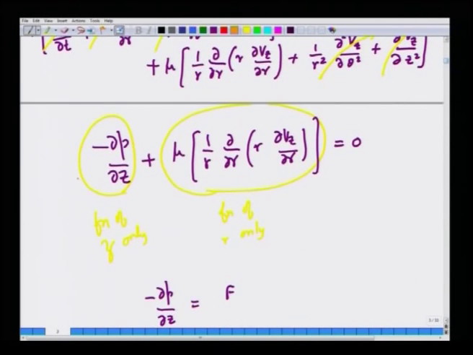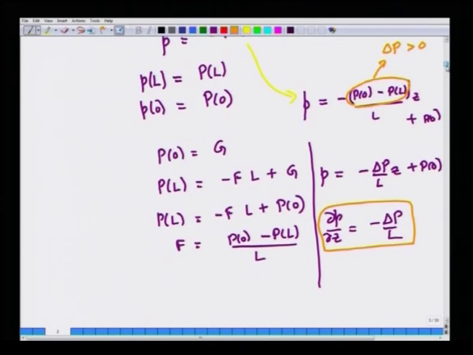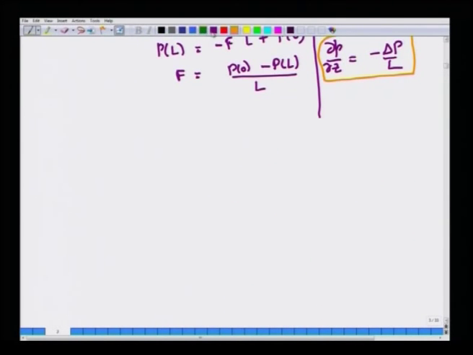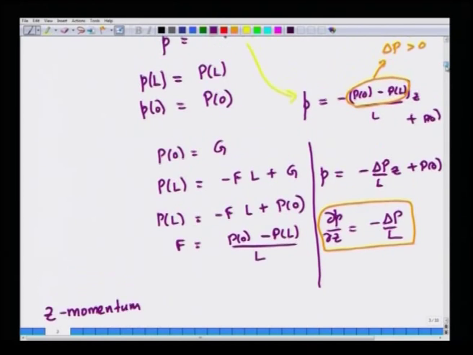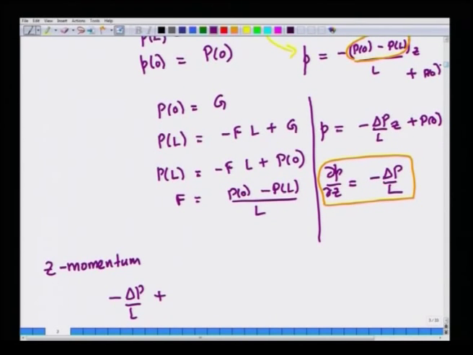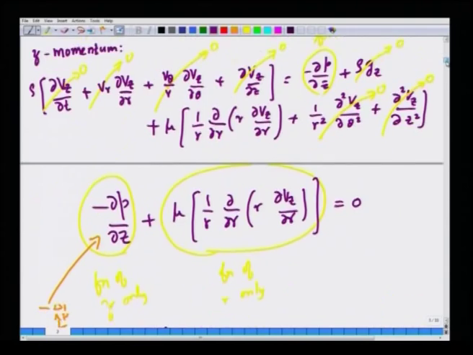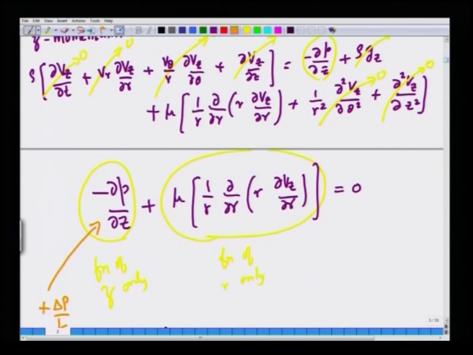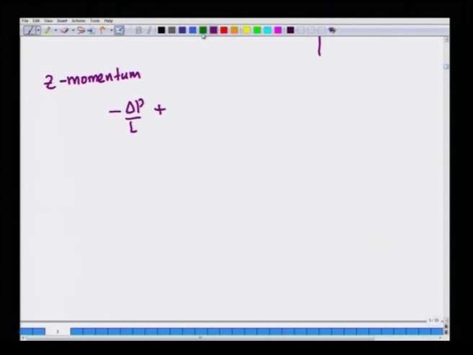So, if you look at this term, it becomes minus delta p by L, because that is what this is coming to. The z momentum balance, after all the simplifications, becomes: dp/dz is minus delta p by L, so minus dp/dz becomes plus delta p by L. So you will have plus delta P by L plus mu 1 over r partial r of r partial Vz partial r is 0. This is the z momentum equation.